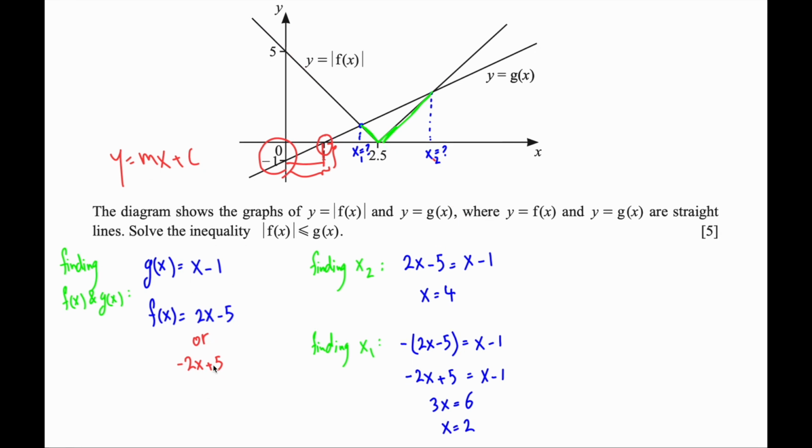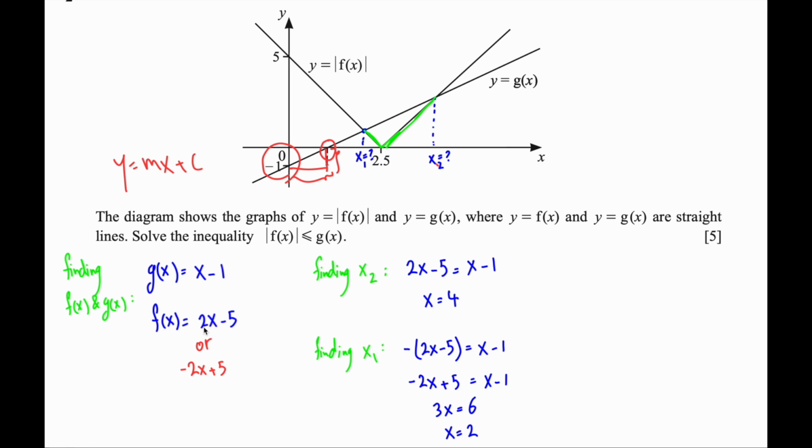However, it's not going to affect the final answer. Both of them are correct. However, if you choose either one of them, you need to stick to it till the end of your work. So over here, I selected 2x minus 5.